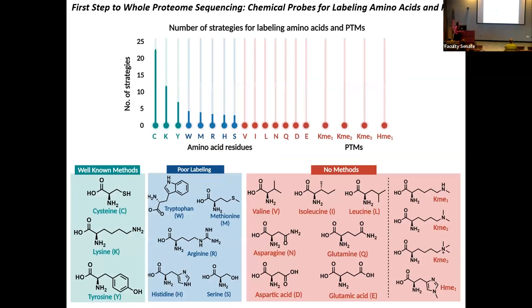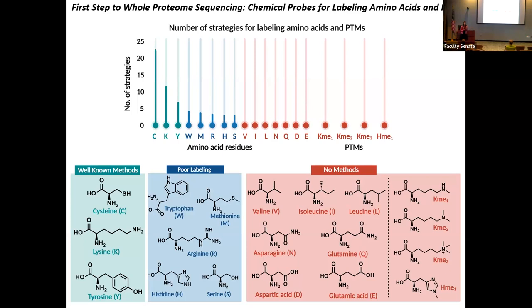So I just want to show you this graph, which tells us that these are the three amino acid residues which are very well known, and there are methods for targeting them. But for all the amino acid residues in the red region, we do not have methods to label them. Or we have methods for labeling these blue amino acid residues, but those methods cannot be used for sequencing because of three reasons. One, either the probe or the product is not stable under the sequencing conditions. Secondly, they are not selective. When you try the reaction, rather than labeling only that amino acid residue, it starts labeling other groups as well. And the third is that it generates multiple products with one amino acid.